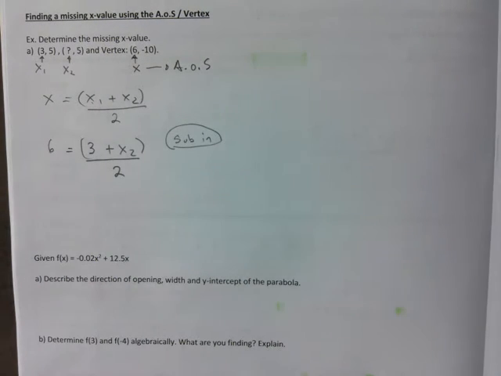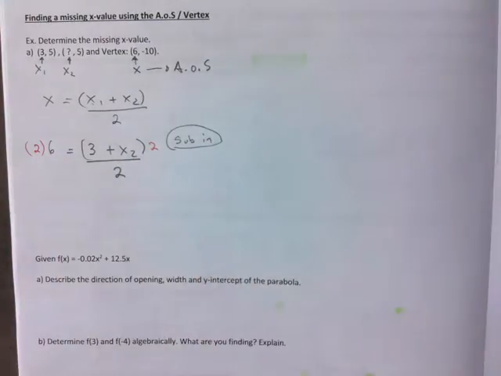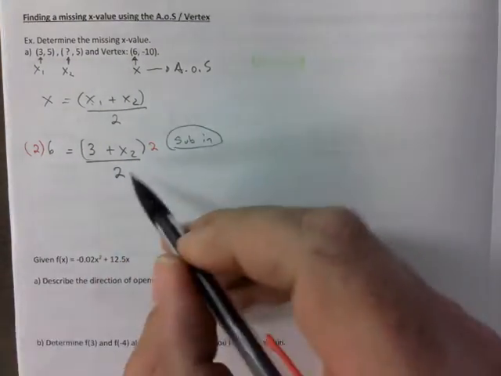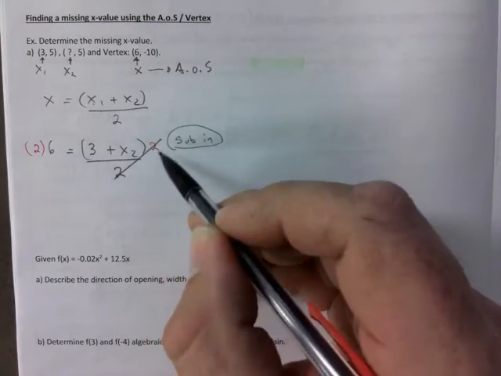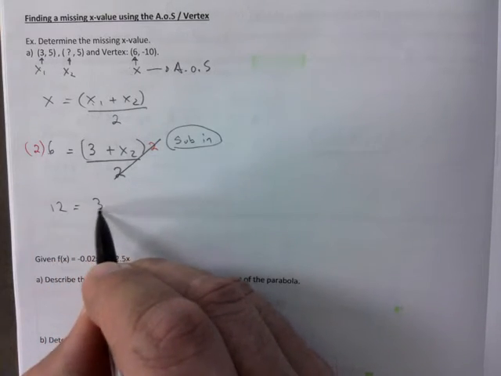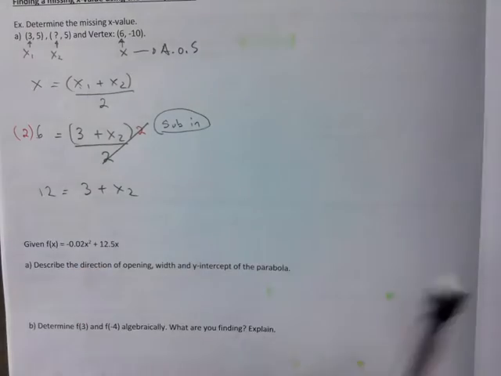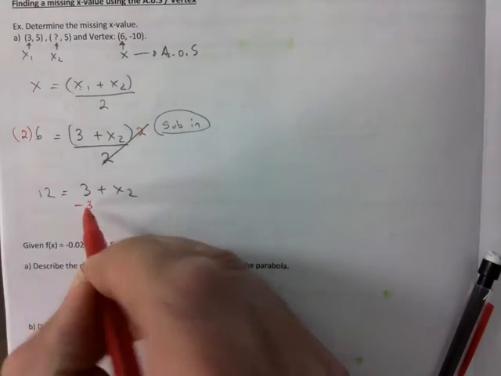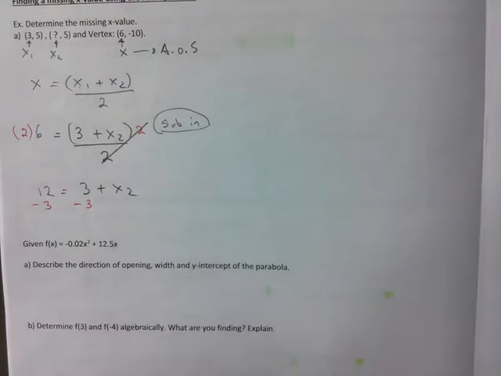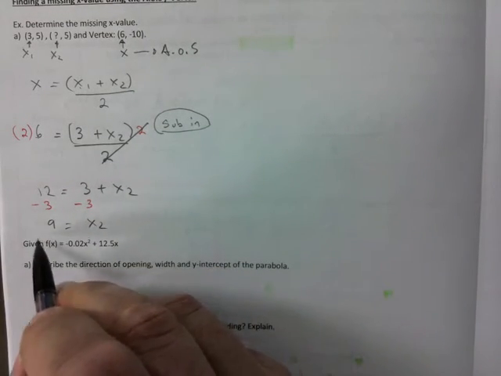And what should you do when you have something like this? Get rid of what first? I'm going to get rid of that 2. So I'm going to multiply both sides by 2 to cancel out these ones. 2 divided by 2 is 1, right? So you're left with 12 on that side, and then it's 3 plus x2 on this side. And then subtract both sides by 3. x2 is equal to 9. Okay.